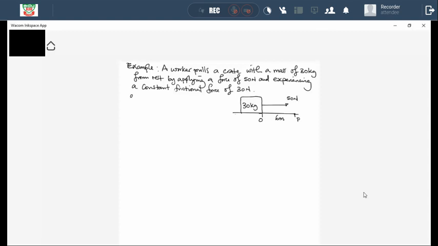Now let's go to the questions. Item A says draw a free body diagram and indicate all the forces. So the first question is a free body diagram. And we know that in our free body diagram, unless stated otherwise, we must state all the forces.